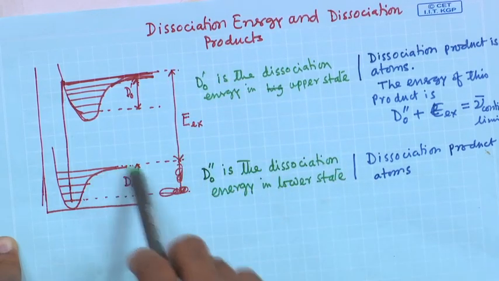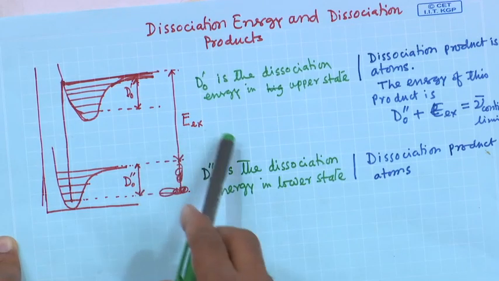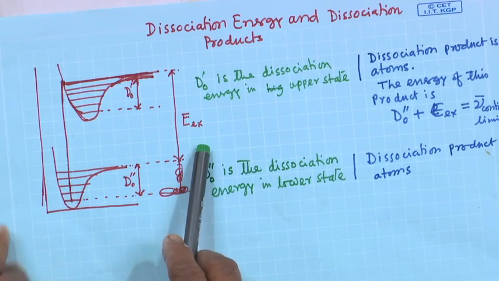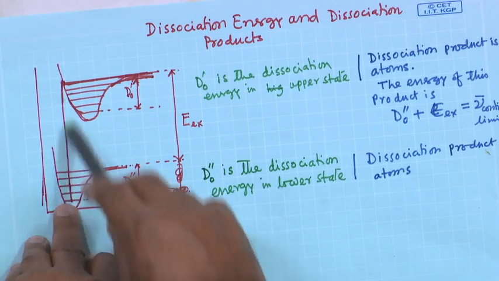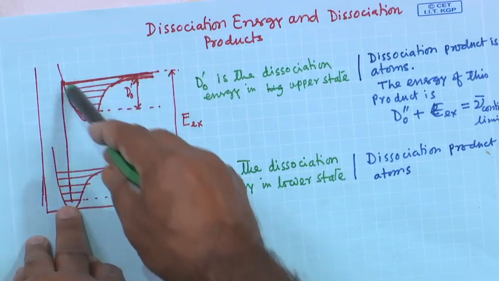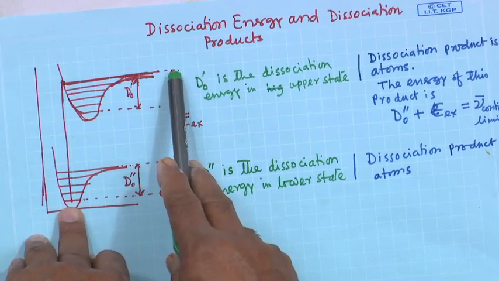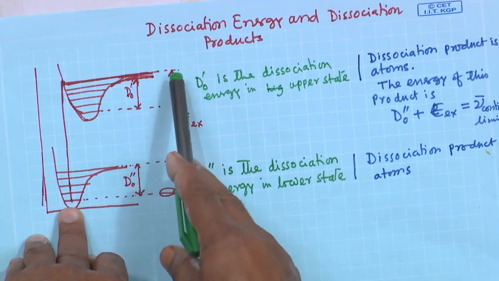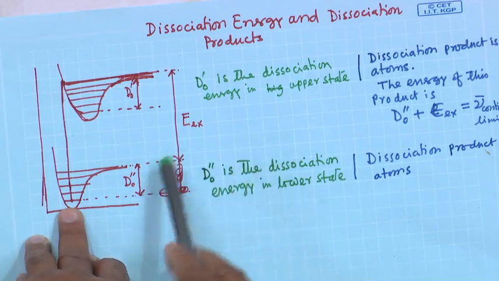So, if in this case it dissociates, the energy of the product will be D0 double dash, and in another case it dissociates in this way. So, the energy will be this. That is the energy of the dissociation product. So, what will be the energy difference between these two? That is basically what one can write here.